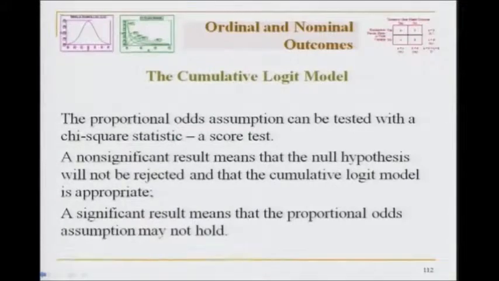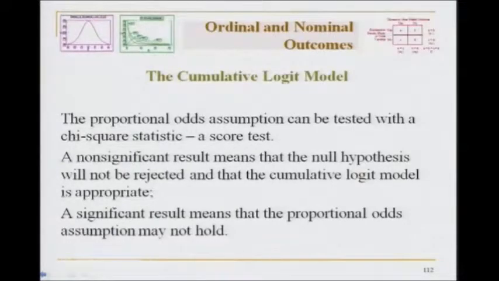We can look at the score test and the way that the null is stated. A non-significant result, a high p-value, means that the null hypothesis isn't going to be rejected, and so you can make the assumption of proportional odds. If you get a significant result, it means that the proportional odds assumption may not hold.